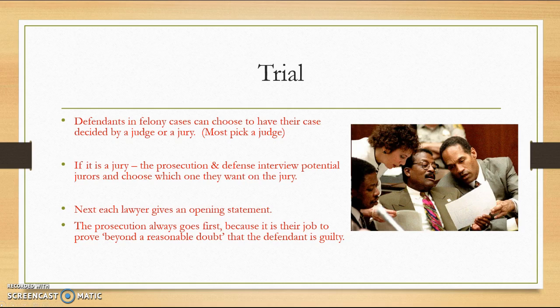Up next, once the jury has been seated, we're going to have the lawyers give their opening statements. This is where they kind of introduce the case. The prosecution always goes first because it's their job to prove beyond a reasonable doubt that the defendant is guilty. Remember, in our system, we have the presumption of innocence. You are innocent in a criminal law trial until they prove to the jury that you are guilty.